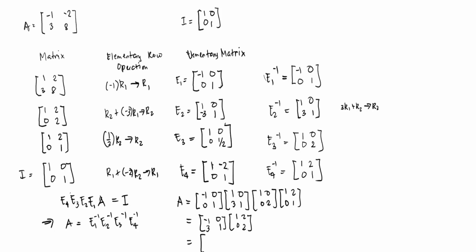Then we multiply. First we have -1. We multiply this to this. Then we multiply this row to this column, so that's -2. And then we multiply this to that, we have 3. Then last, we have 6 plus 2, so that would be 8. So we got A, the original given matrix here. So this is the sequence of elementary matrices whose product is A.